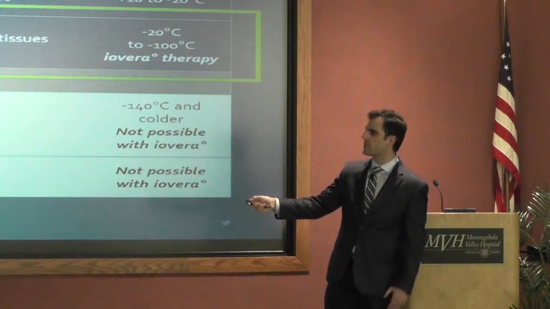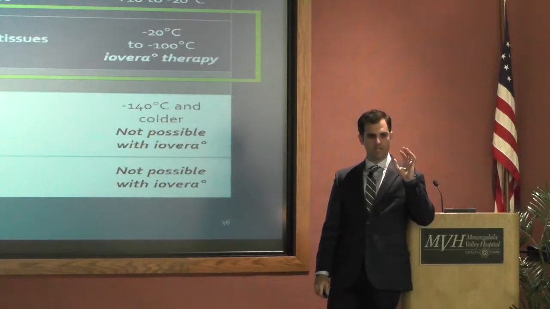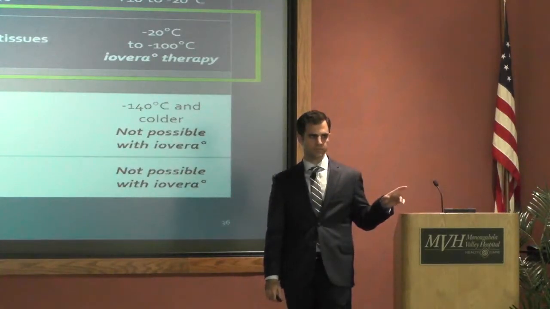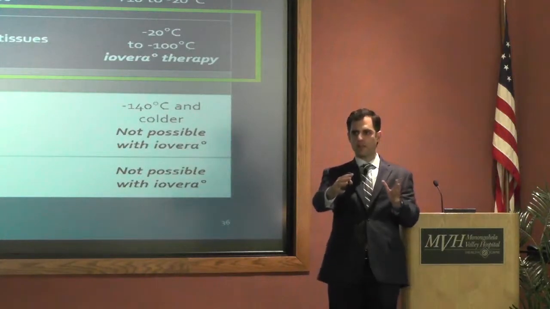The second degree injury to the nerve temporarily blocks the axon, but not the connective tissues that I showed you in the last slide. It leaves the framework for the axons to grow back.